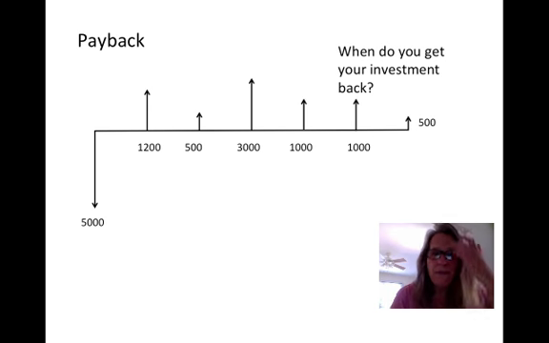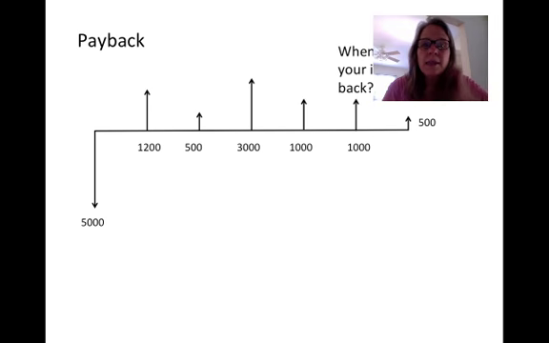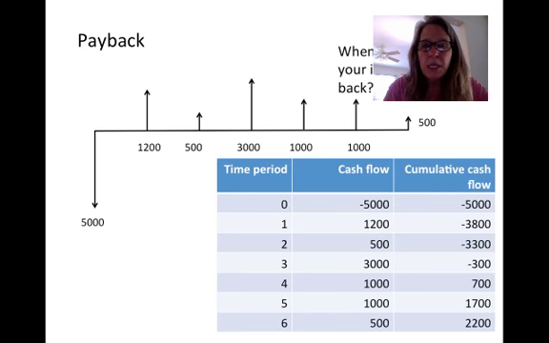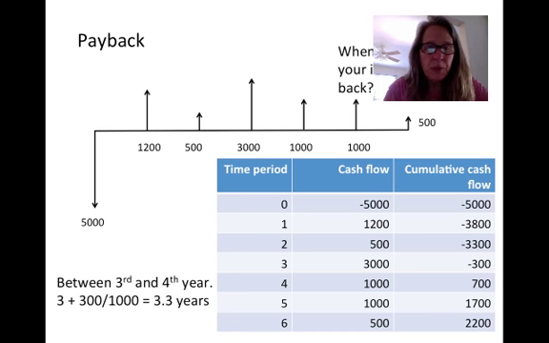But sometimes the investment is a little bit less easy to figure out, because in this case the $5,000, you don't get it back until somewhere between the 3rd and the 4th year. So the way we calculate that is we put together a table where we have the time period, the cash flow for that time period, and then we calculate the cumulative cash flow. And we look for the time in which the cumulative cash flow goes positive. In this case, it's between the 3rd and the 4th year. And the exact time for that is 3.3 years, which is 3 years plus $300 over $1,000.